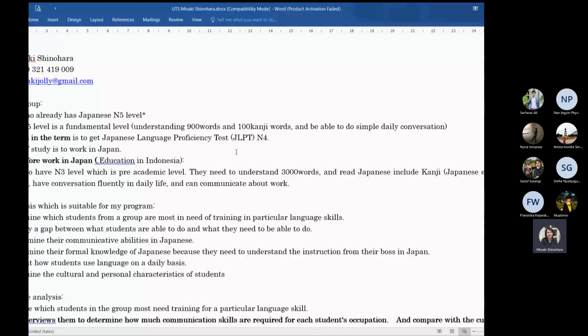Then the real goal, after N4, is that they should reach N3 level. That is the academic level before going to Japan. Okay. So my target is to bring them up to N4. Then needs analysis, which is suitable for my program.